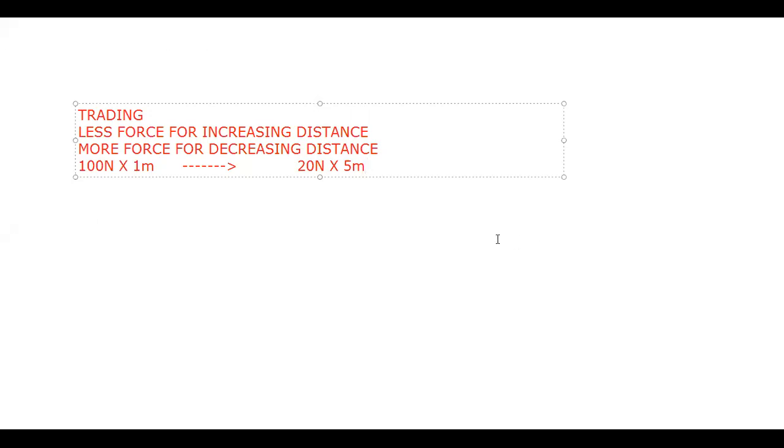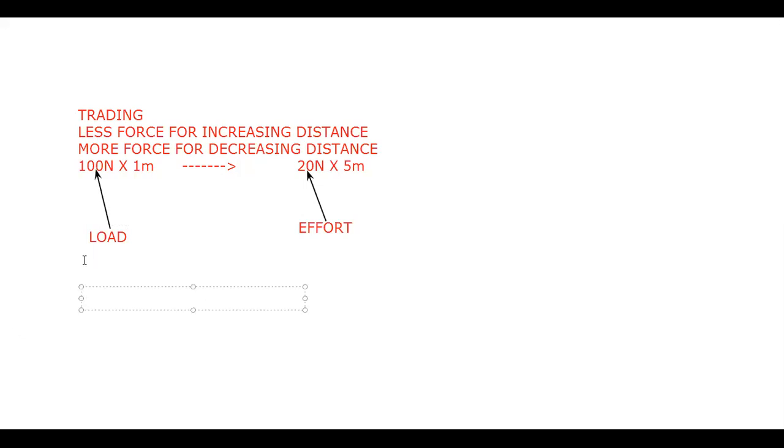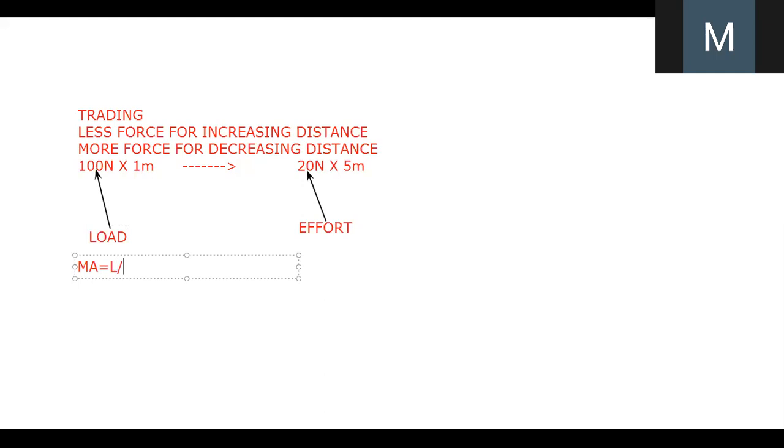How much is the load? Try to understand. You will find the load is 100 Newton. And how much is the effort? Whatever effort I am applying is 20 Newton. So my load is 100 Newton and my effort is 20 Newton. If I find out the MA of this, you will come to know MA is nothing but load upon effort. So MA is load divided by effort.